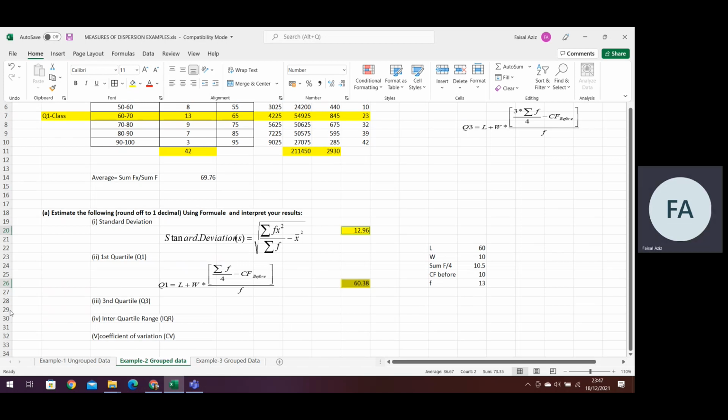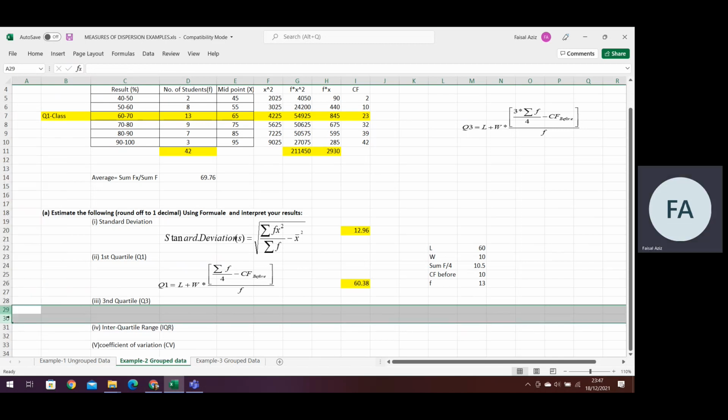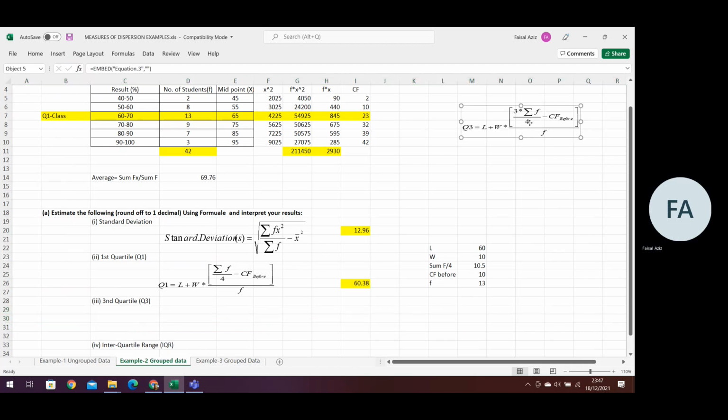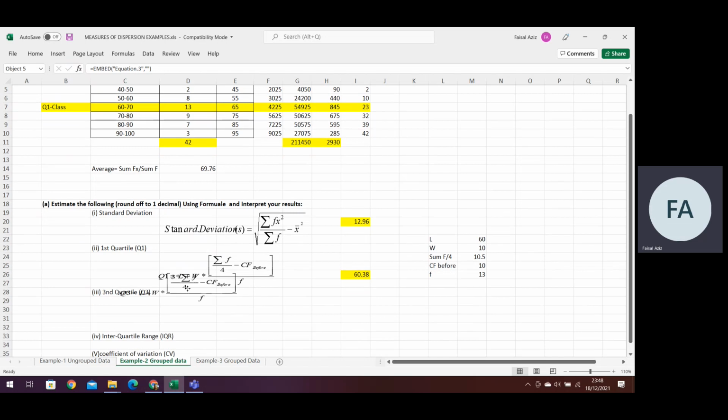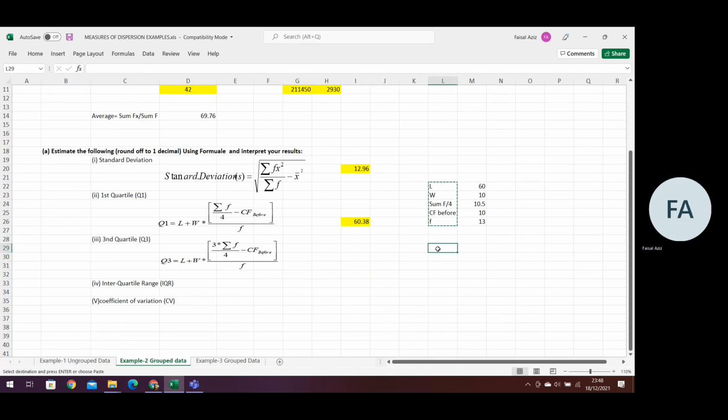Now we need to calculate the third quartile. Again, we will use the same method. Let me create more space. Now I'm going to drag the formula for third quartile and I'll keep it here. Now for the third quartile, these variables I'll just copy and put here. We need to identify which class has quartile 3.